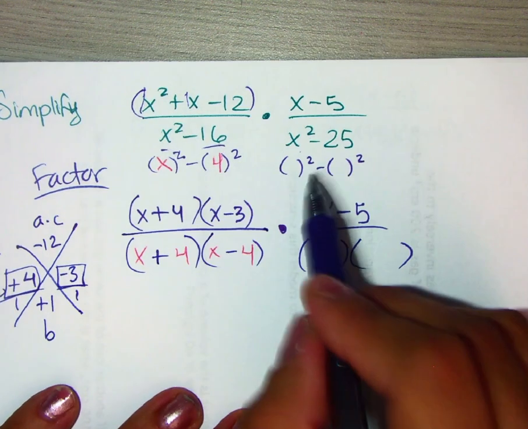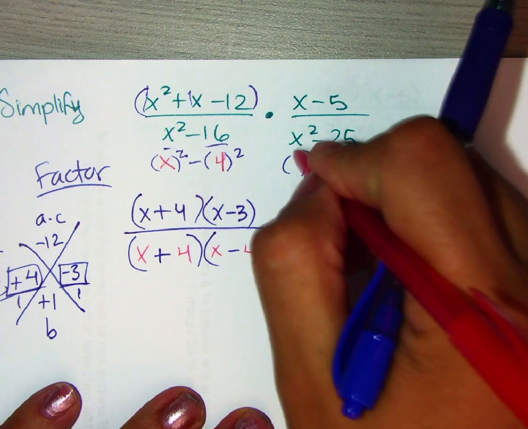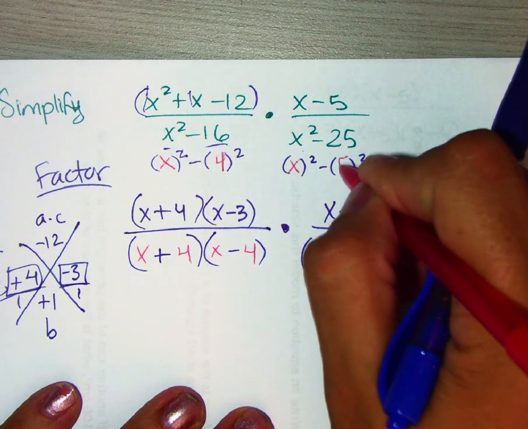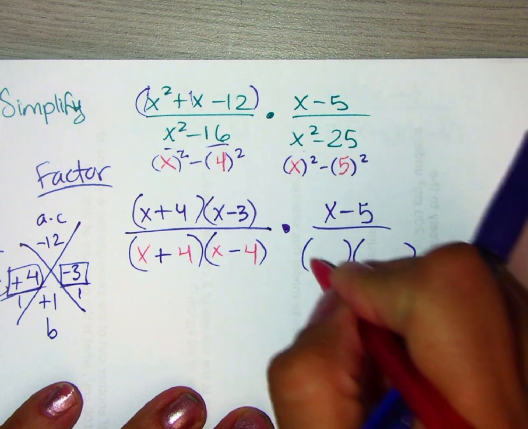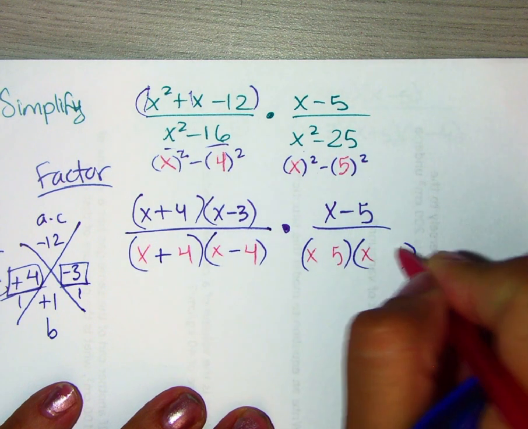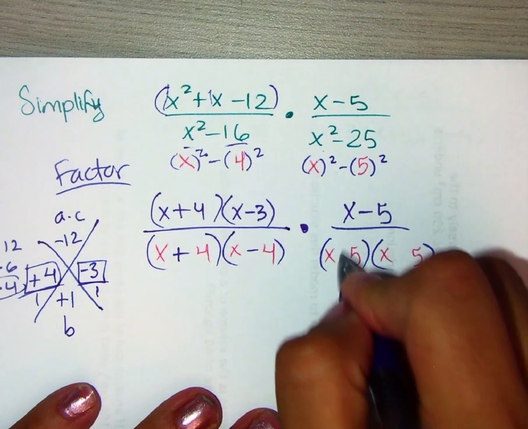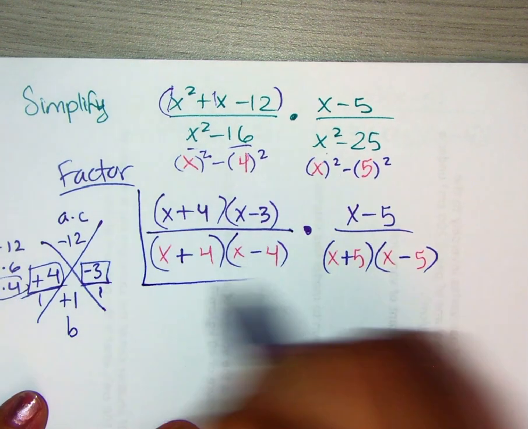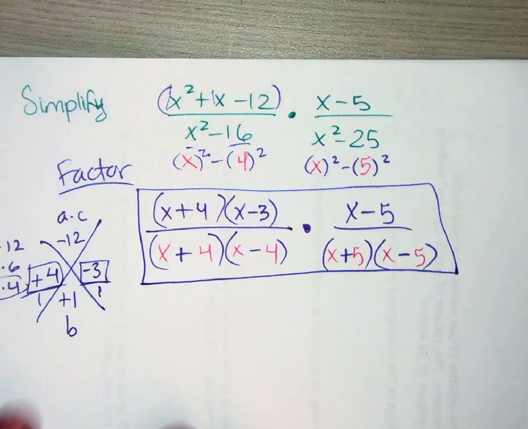So similar to that, we have this problem. X squared comes from x times x. 25 comes from 5 times 5. So we're going to put x and 5 and x and 5. And one's going to be a plus and one's going to be a minus. So that was the process of turning what you were given into factored form.